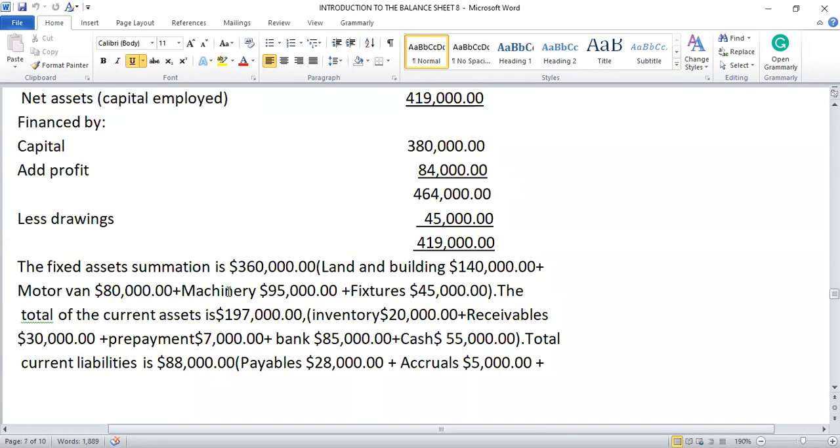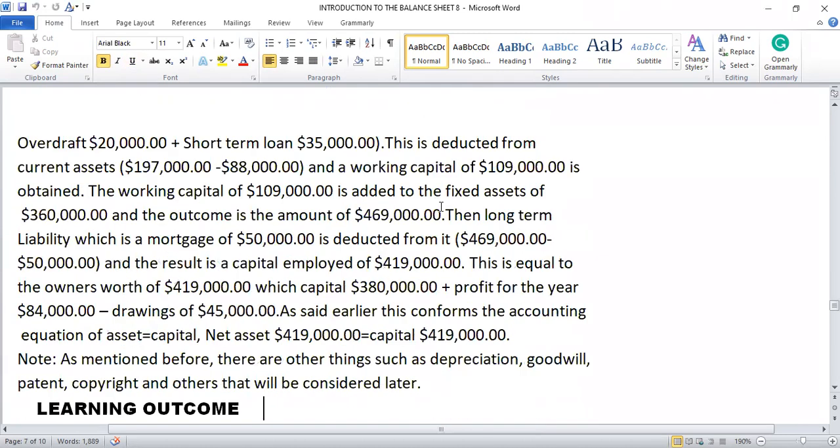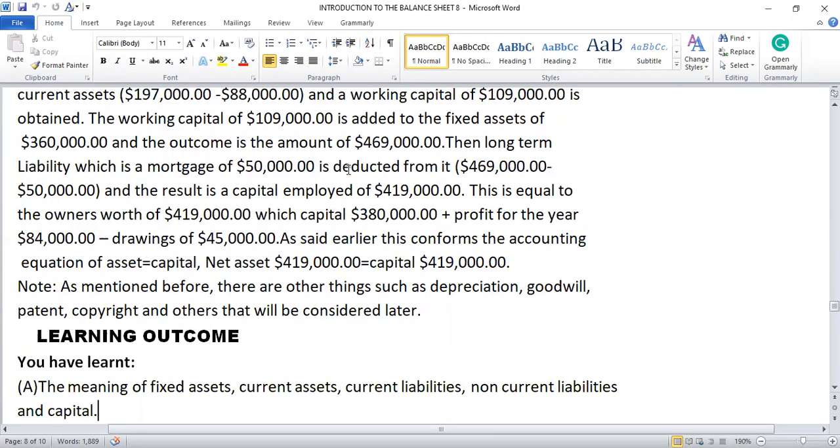So that's it. The amount financed by capital, $380,000 plus profit, $84,000. It will be $464,000. We deduct the drawings, $45,000 to arrive at this figure. This figure should be equal to the capital employed or net assets. So that's all. You see, that's the figure.